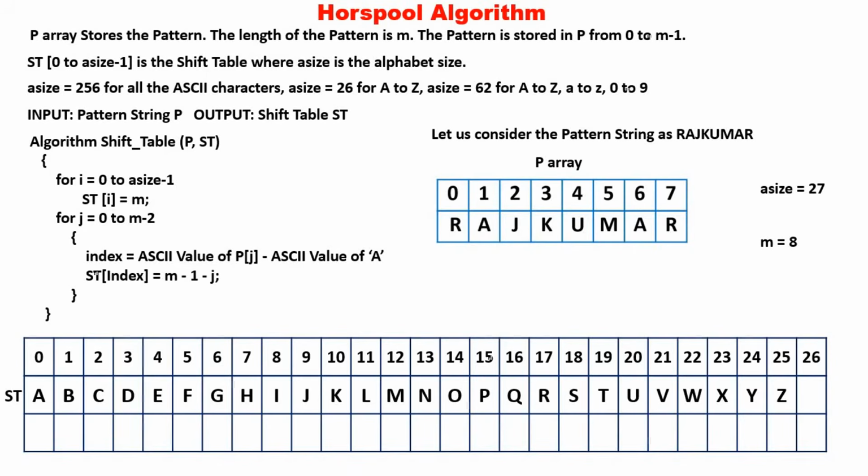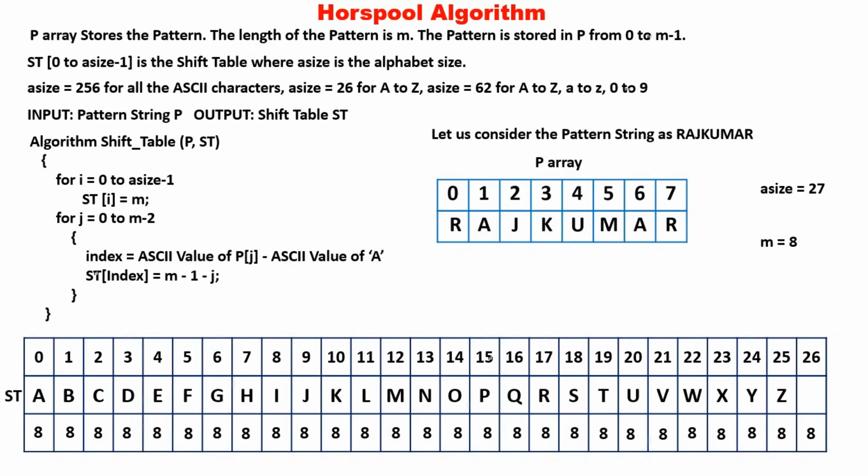0 to 26, and m is equal to 8 because the length is 8. Now, first loop already we have executed, 0 to A size minus 1. St of i is equal to m. Meaning for all the characters we have to initialize to 8. The loop executes from 0 to 26. So for all the characters it is 8. Next we will compute this. See, m is 8 here. 8 minus 2 is 6. Therefore j has to be varied from 0 to 6.